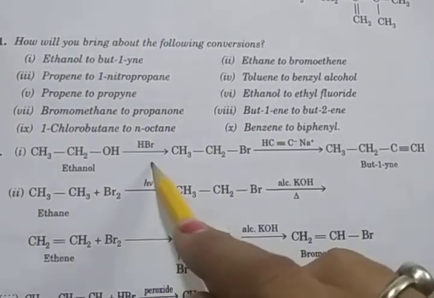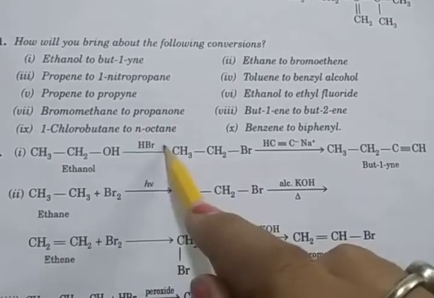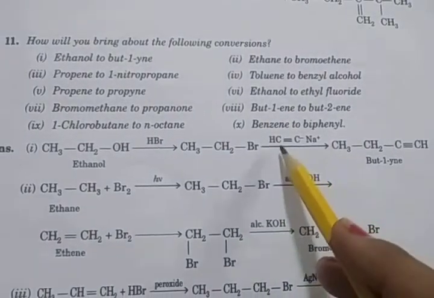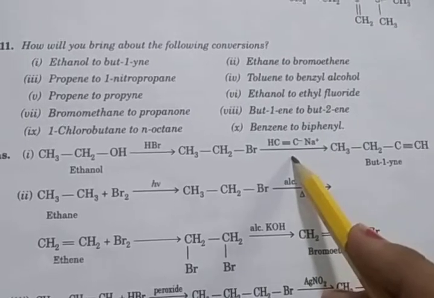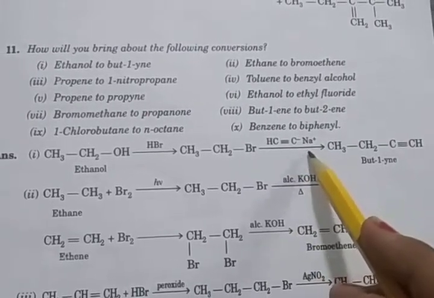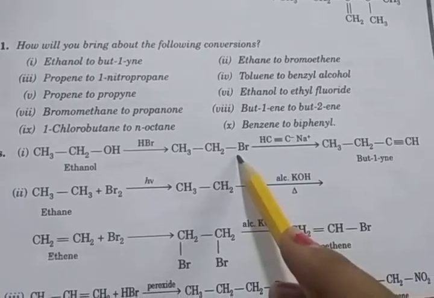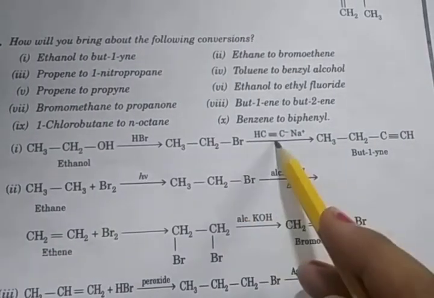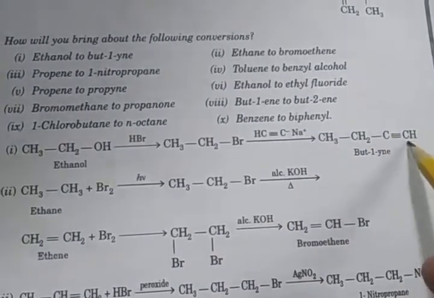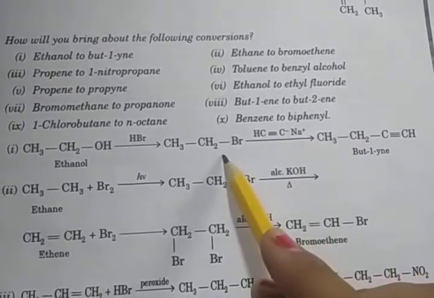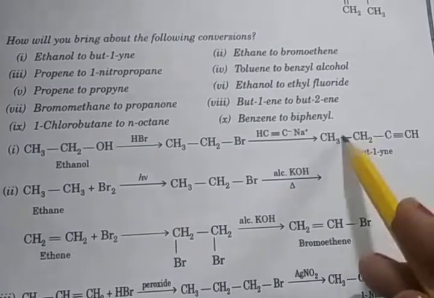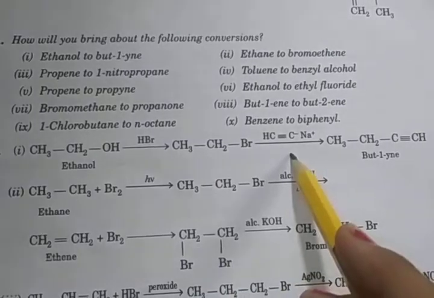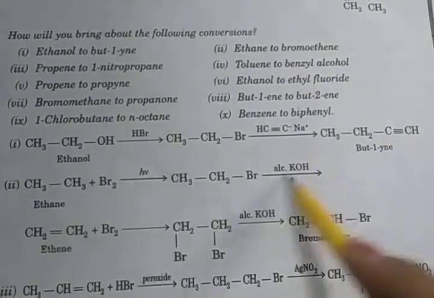Ethanol reacts with HBr, so OH goes out and Br is attached, forming bromoethane. Then it reacts with sodium ethyne, HC triple bond CH with sodium ion, so Br and Na are exchanged, the carbon attaches with the ethyl carbon, and NaBr goes out, forming but-1-yne. So the first step is HBr, the second step is sodium ethyne, in these two steps.